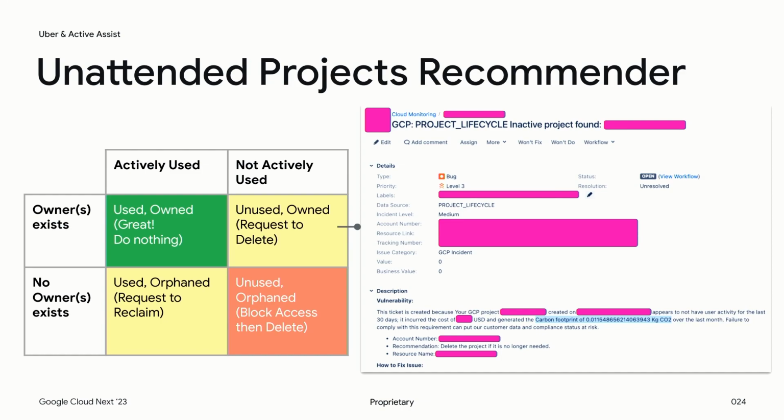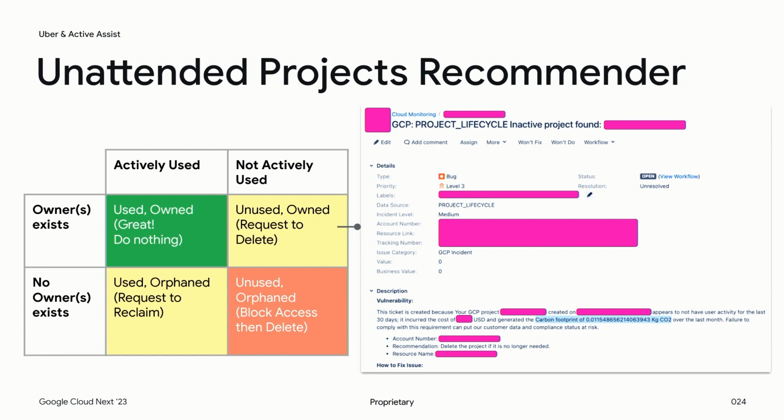So on the right side, you can see this is an example of a Jira ticket that we create. So we assign it to the project owner, and we say, hey, take a look at this project. You have, looks like, unused resources in this project. The project generates so-and-so carbon emissions. The cost is so-and-so, so we motivate the owner to get rid of unused resources. Removing this project, again, reduces the attack surface, benefit to security, benefit to reduction of cost, and sustainability.